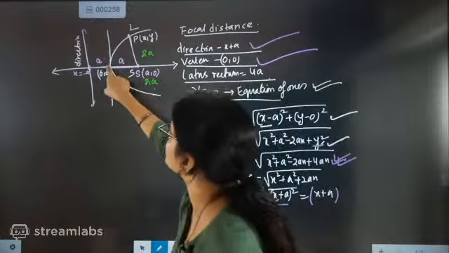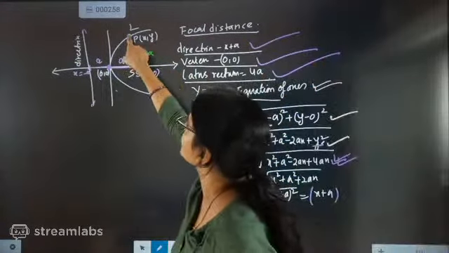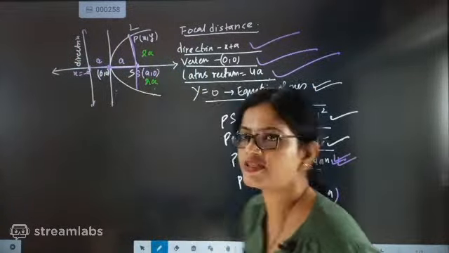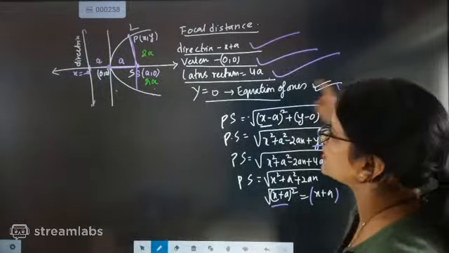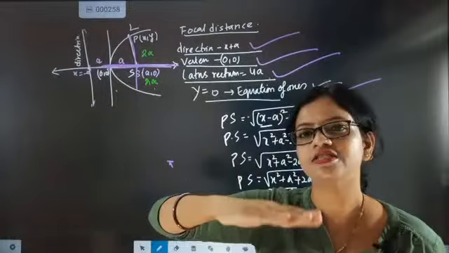Second is the vertex point, this one. This is the vertex point. Length of latus rectum is 2a plus 2a, which will become 4a. Now the equation of axis will become y equal to 0, because the axis is symmetrical.